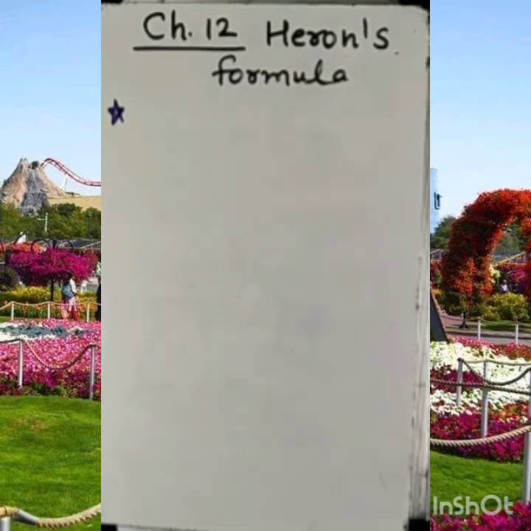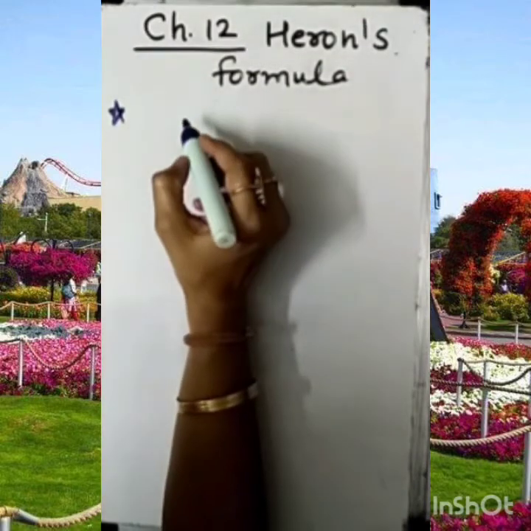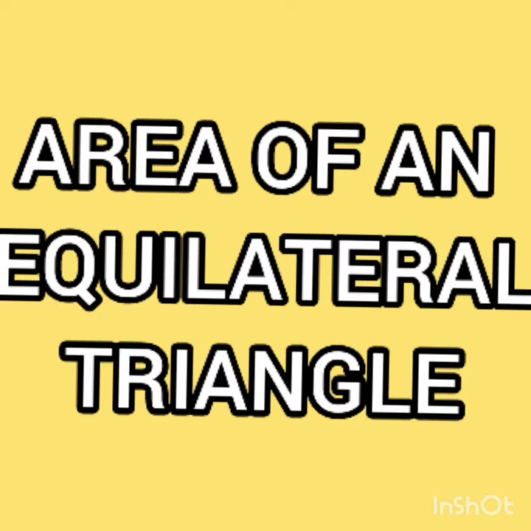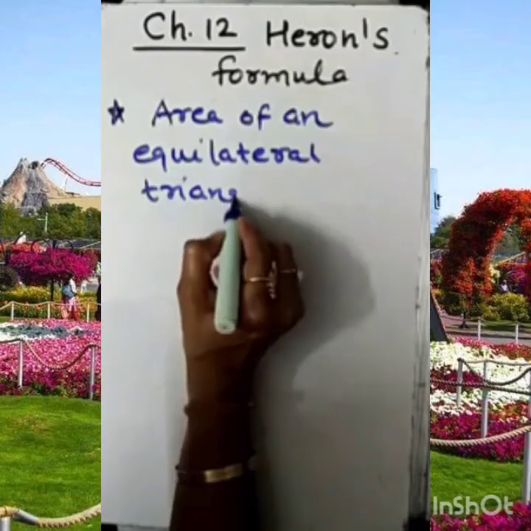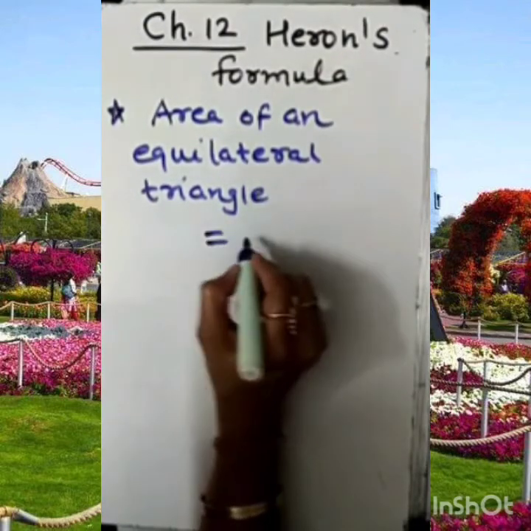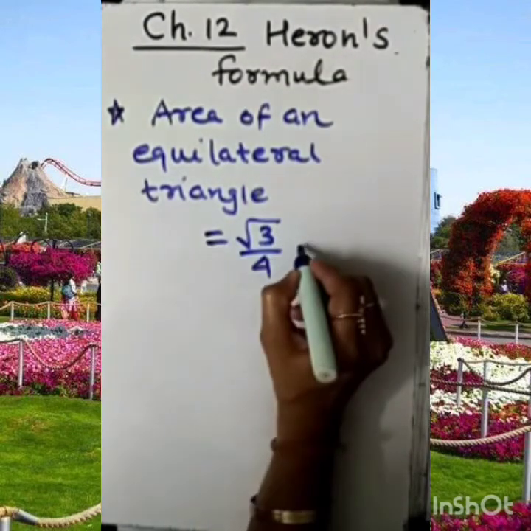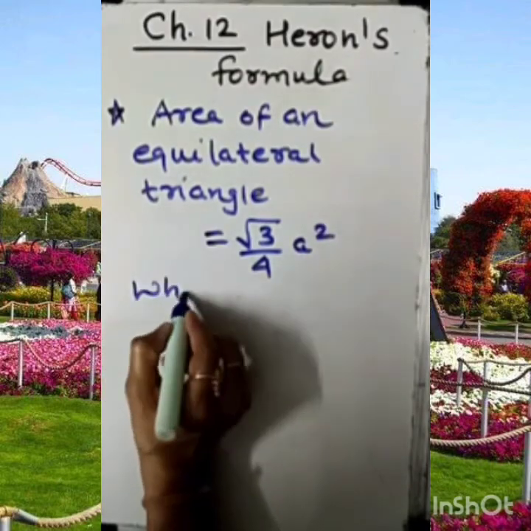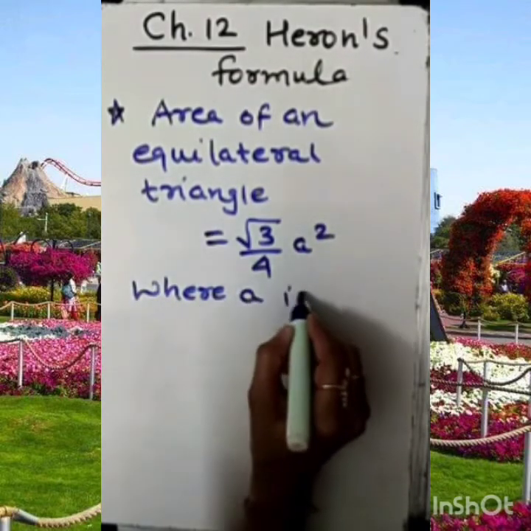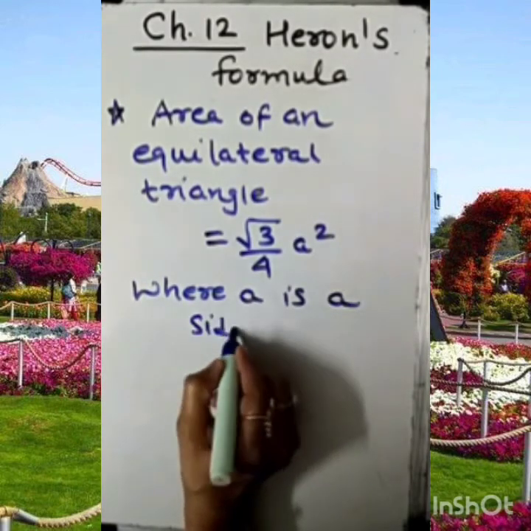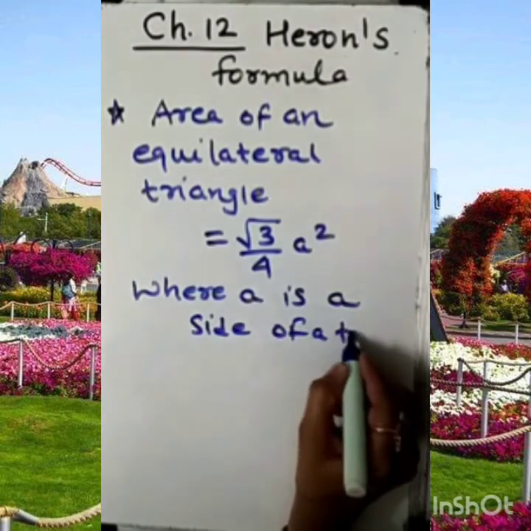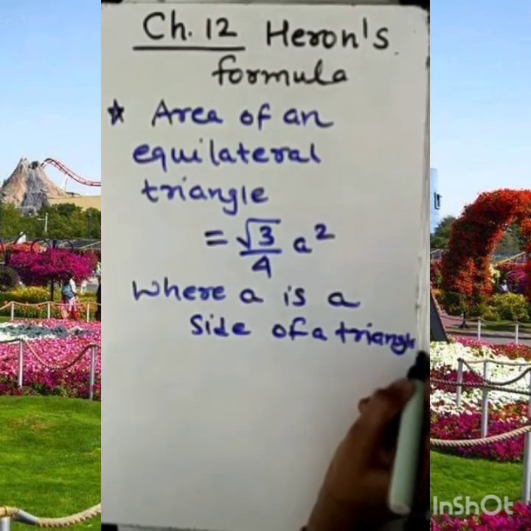So my dear student, let's note down the formula to find first the area of an equilateral triangle. What is the formula for that? That is root 3 by 4 a square. And what is a here? Here a is the side of a triangle. This is the formula. Please, dear student, keep this formula in mind.